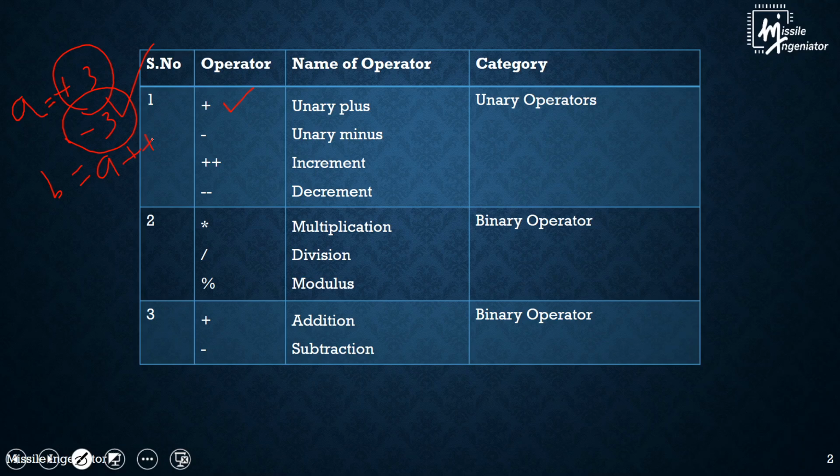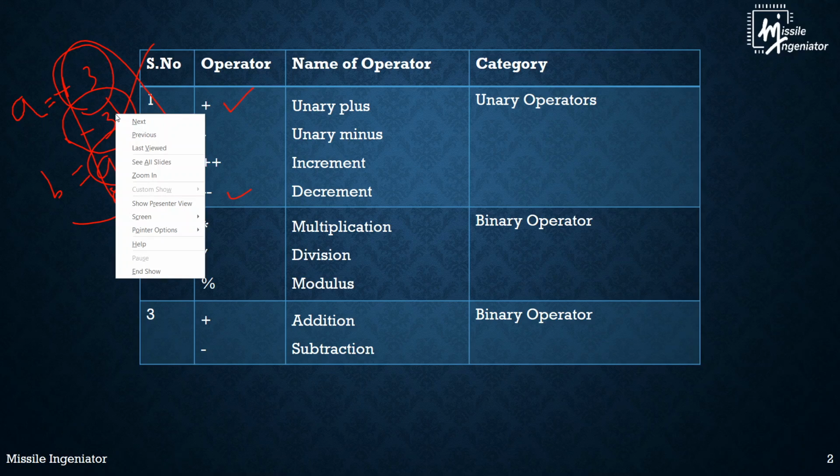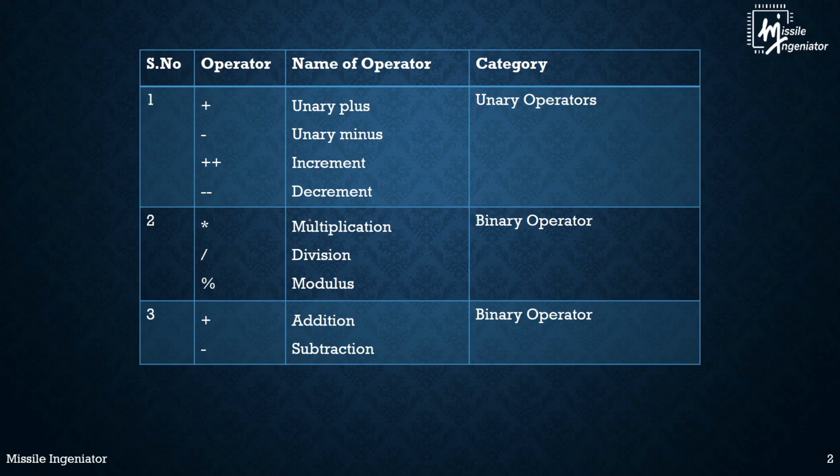If I do this, then what I'm trying to do is increment the value of the variable a. This is performing an operation on a single operand. The next example is a minus minus. If I give a minus minus, I'm trying to decrease the value of the variable a. All these functionalities perform only on a single operand, so unary operations are operations done on a single operand.